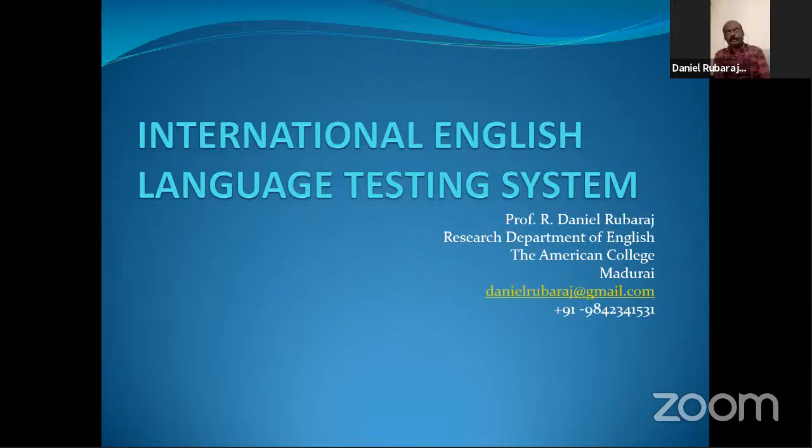PBT is paper-based test. Paper-based test is not available in India with regard to TOEFL. But IELTS is available, IELTS PBT and IBT, both are available. Paper-based exam is available, and computer-based, they call it a CBT, computer-based exam is also available.